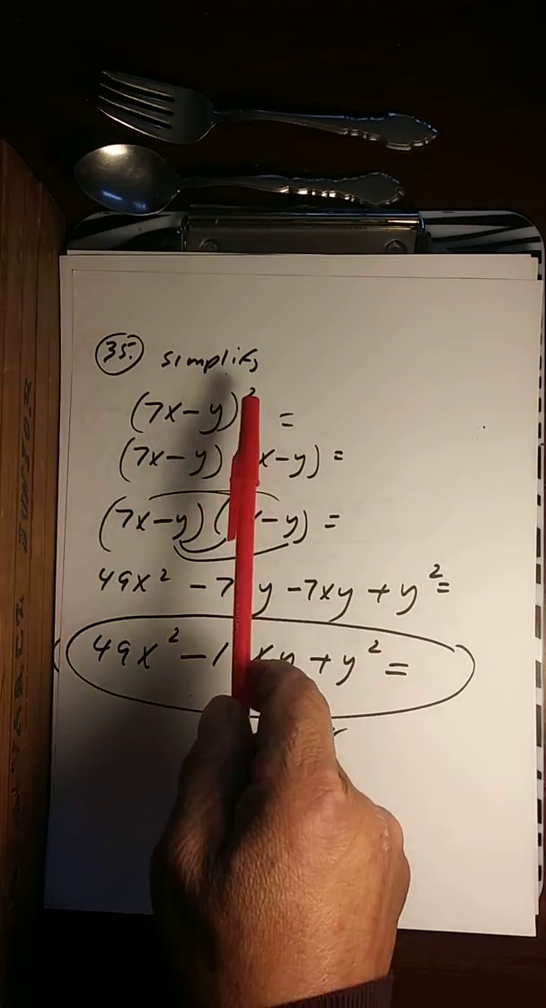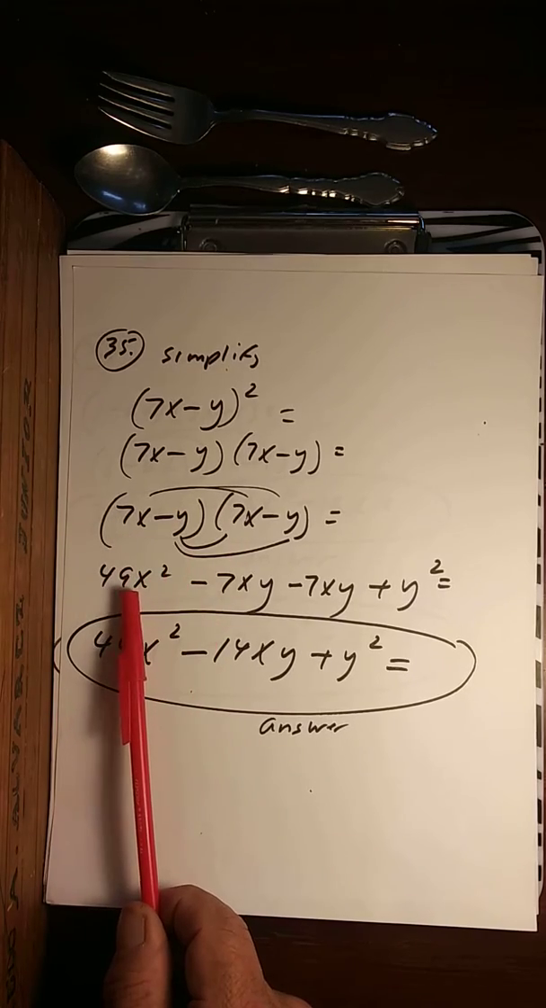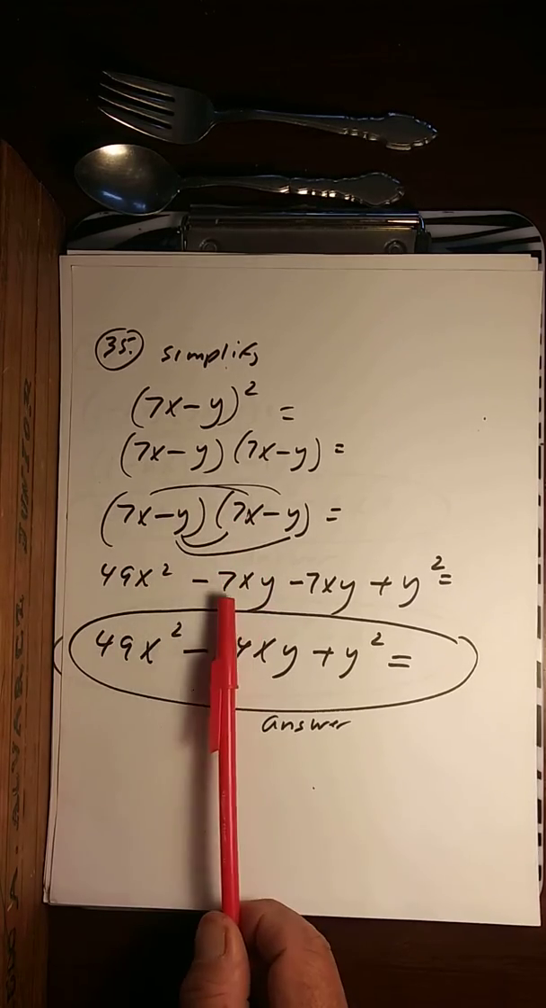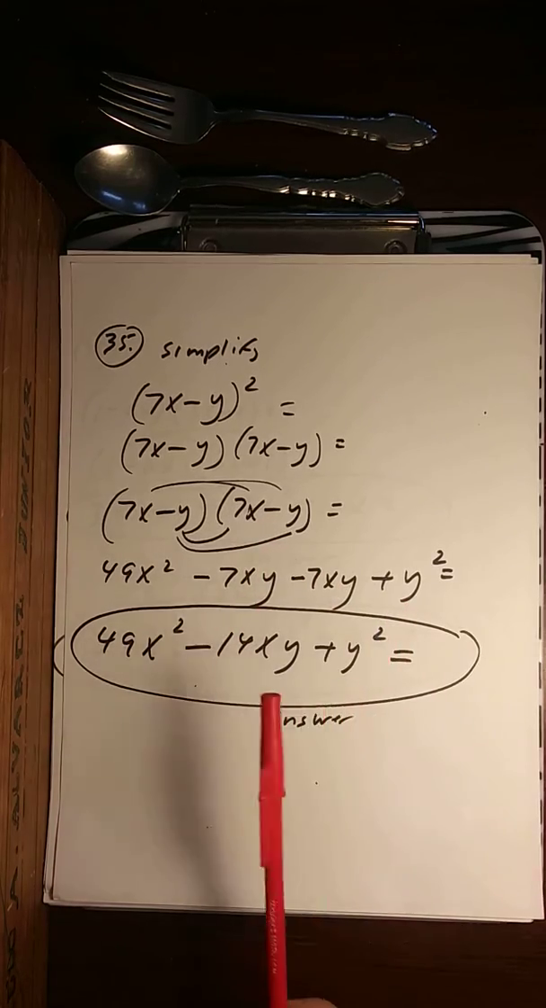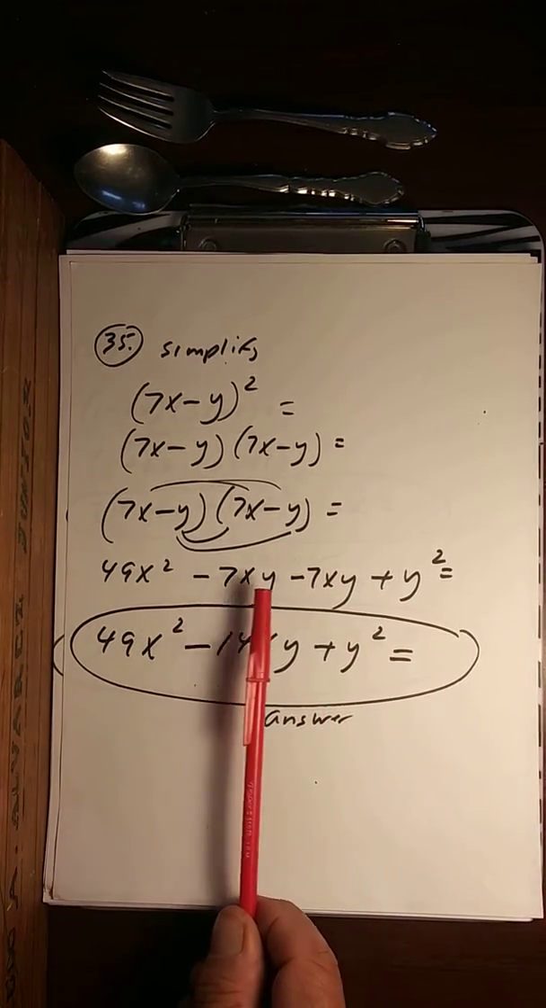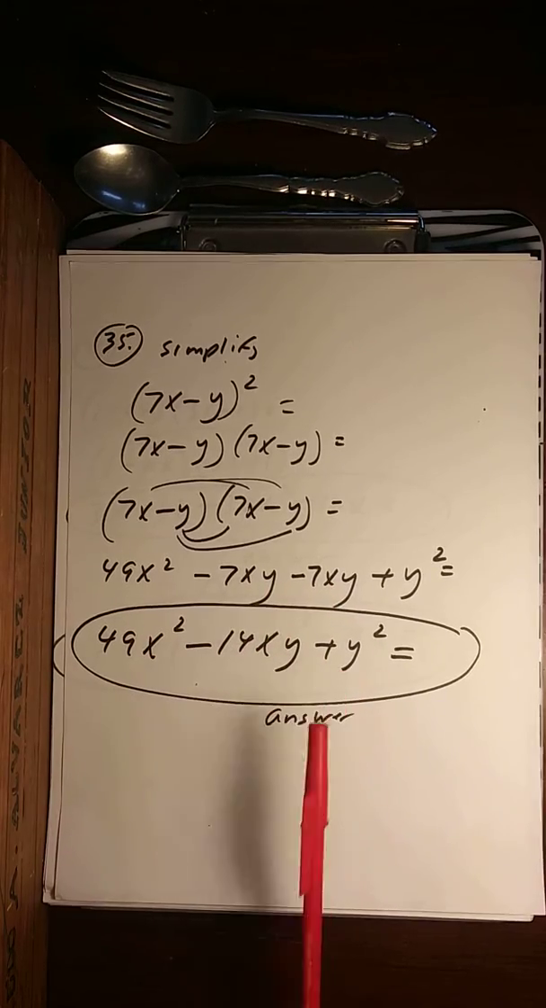7x minus y, squared, means twice. So now there it is. 7 times that is 49x squared. That times that is minus 7xy, minus 7xy, and then it's a plus y squared. But look, the middle is a negative and a negative. Put them together: 49x squared minus 14xy plus y squared.